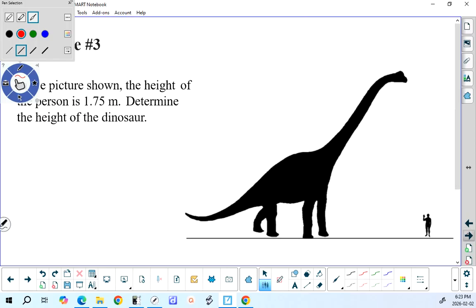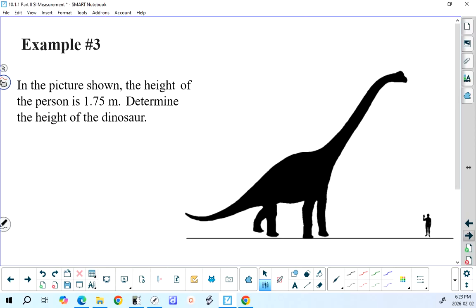Next example. In the picture shown, the height of the person is 1.75 meters. Determine the height of the dinosaur. I feel the need to tell you, although I hope you know this is the case, that dinosaurs and human beings did not coexist. This is just a problem that somebody has come up with. Well, clearly, if that person is 1.75 meters tall, then the dinosaur is taller than that. How are you going to do that?